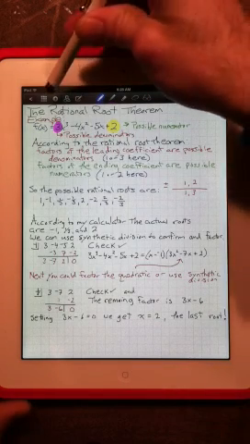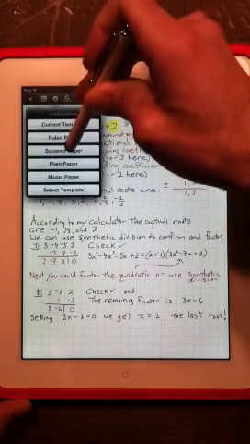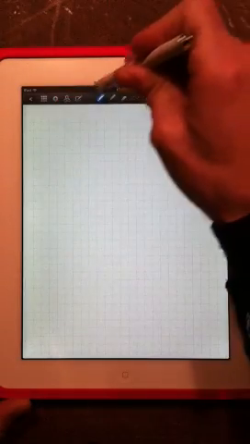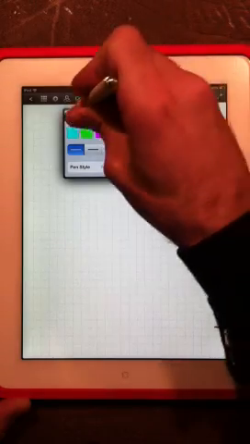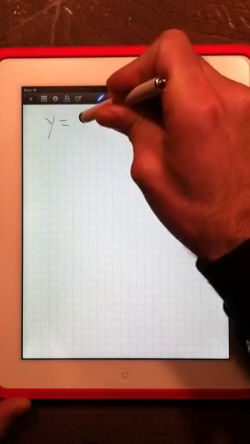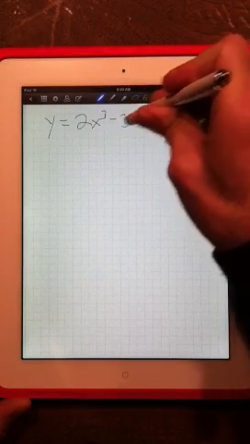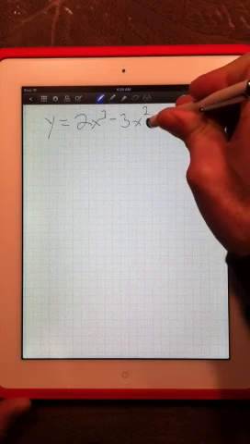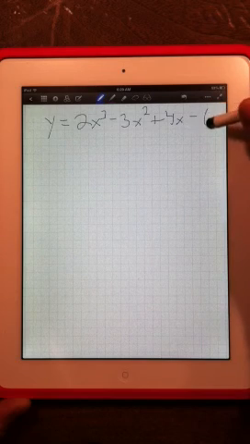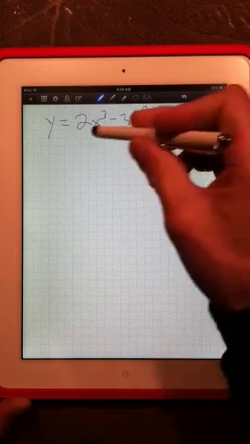Alright, let's look at one more example. Let's see. Let's try, I'm just going to make one up, which could be dangerous. Oh, come on, pen. Y equals, how about 2x cubed minus 3x squared plus 4x minus 6.